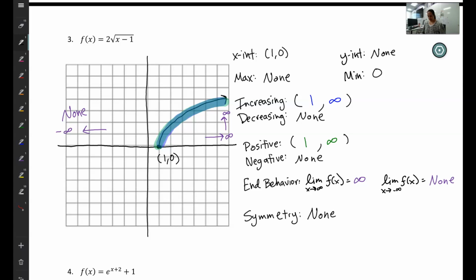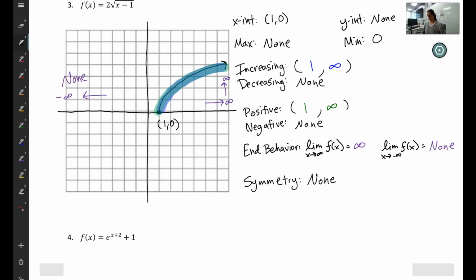End behavior, as x goes to infinity, it goes up to infinity. This one you might have gotten wrong. As x goes to the left, negative infinity, the graph doesn't exist over there, so we don't have any, none. And then it is not symmetric.